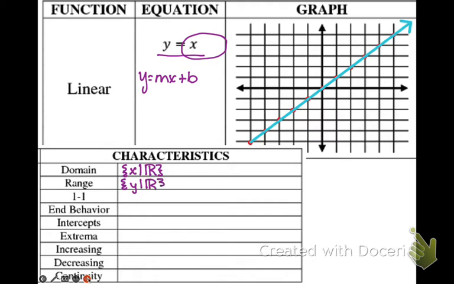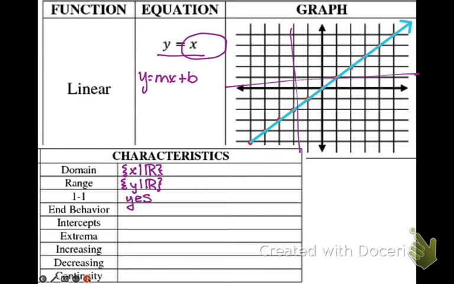Is it 1-to-1? Now we've talked a little about 1-to-1 last year. 1-to-1 means there's one x for every y and also one y for every x. So the test we have for that is the vertical and horizontal line test. If I drew a vertical and a horizontal line, would it only hit once? Yes. So is it 1-to-1? Yes. We will talk more about 1-to-1.